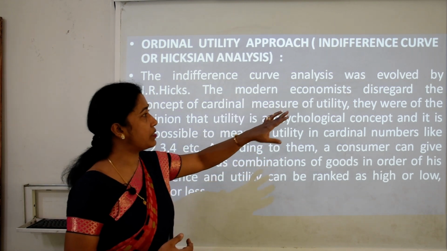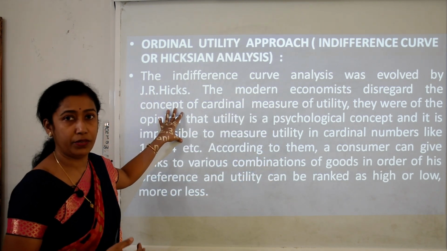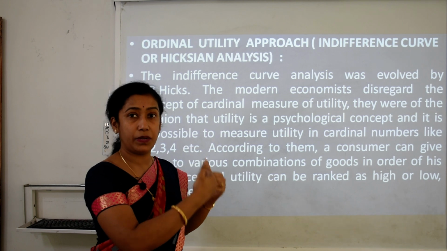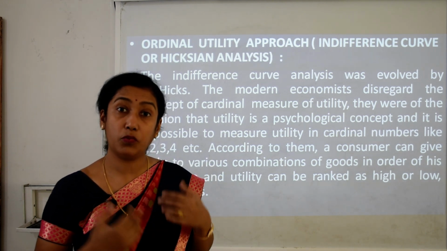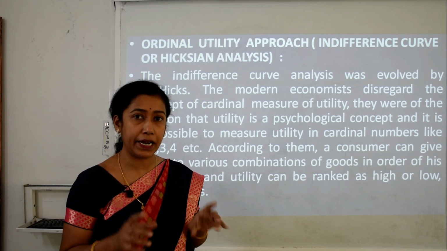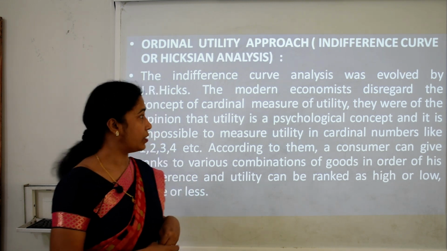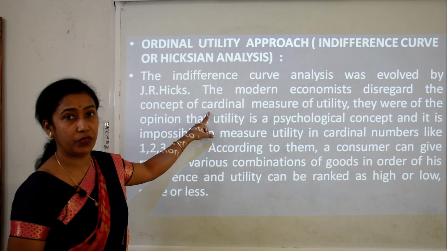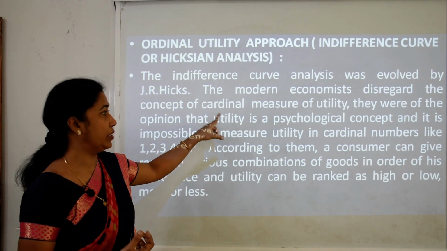The modern economists disregard the concept of cardinal measurement of utility. That means this cardinal measurement of utility was given by the ancient economists, but the modern economists have denied the use or application of cardinal utility. That is why they have come with the approach of ordinal utility.